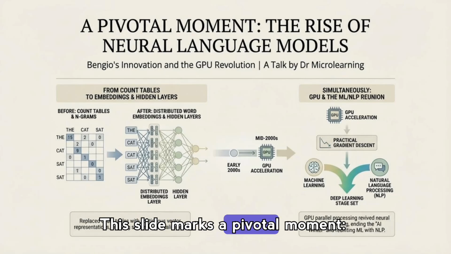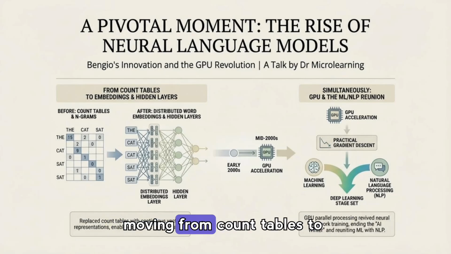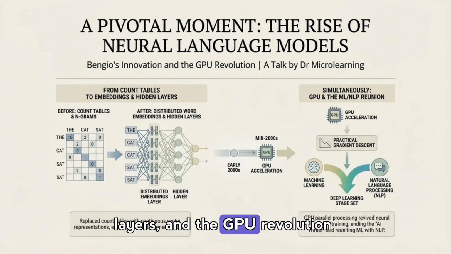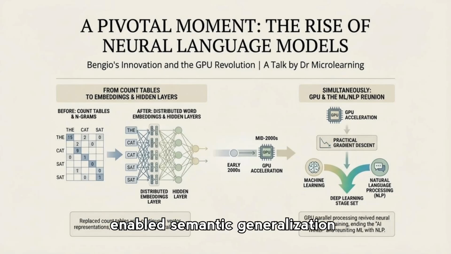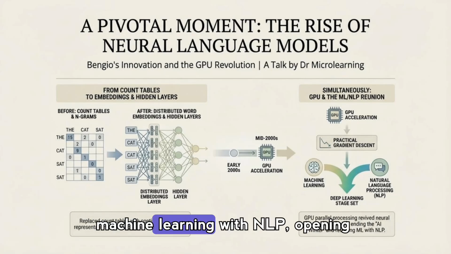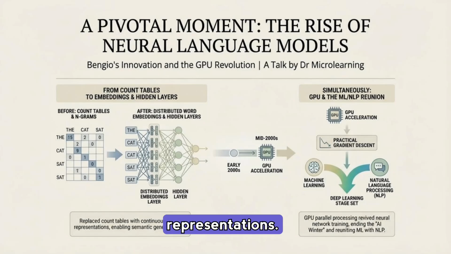This slide marks a pivotal moment. Neural language models rose by moving from count tables to distributed embeddings and hidden layers, and the GPU revolution made practical training possible. Continuous vector representations enabled semantic generalization beyond surface counts, while GPU acceleration in the mid-2000s revived deep learning and reunited machine learning with NLP, opening the door to powerful learned representations.